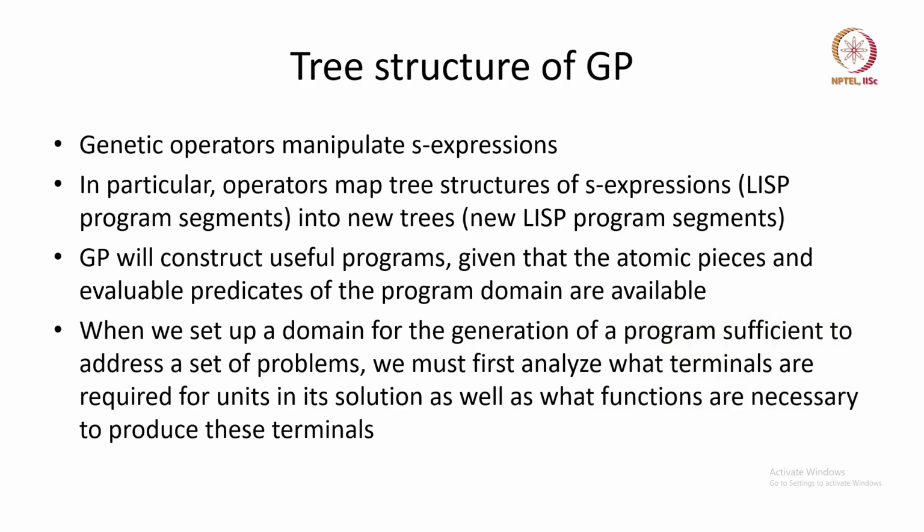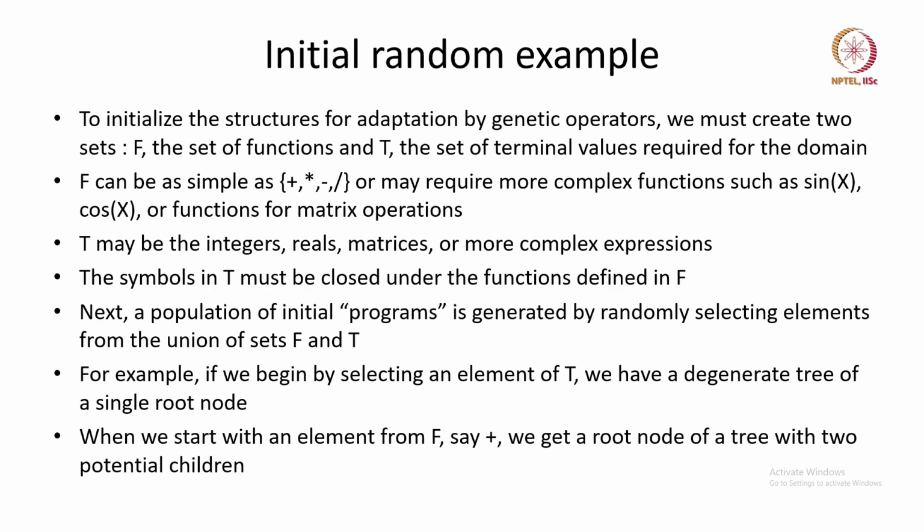So first of all, before we start the genetic program, we need to see what are the functions that we need to use, what are the terminals that we are going to use. So obviously, you are using functions and you are using terminal symbols. Like we said, you have F, the set of functions, and T is the set of terminal values required for the domain. So what are the functions that we could use?